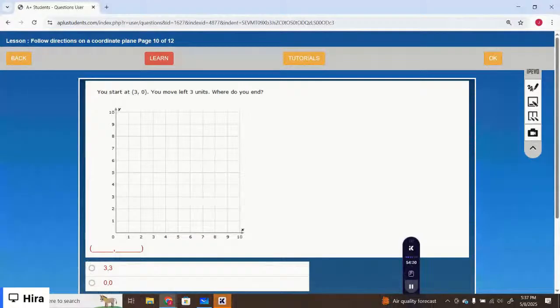You start at (3, 0). You move left 3 units. Where do you end? That is (0, 0). Option number 2 is the correct option.